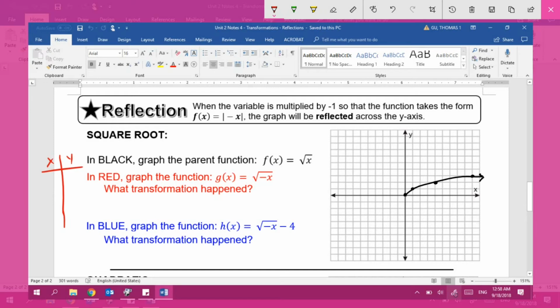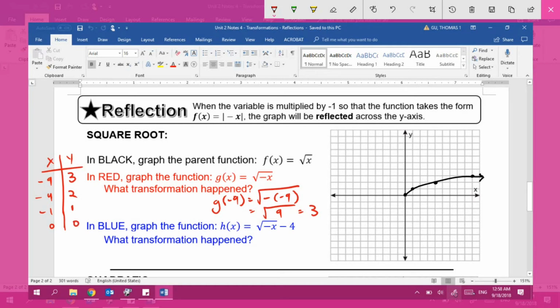So x, let's do -9, -4, -1, and 0. So watch this. When I plug in -9, g of -9 equals the square root of negative -9. What's a negative -9? That's just +9. So this is actually the square root of +9, which is 3. So what happens when I put g of -4? I get square root of negative -4, which is the square root of 4, which is just going to be 2. What if I put the g of -1? I'm going to get 1, and if I put g of 0, I'm going to get 0.